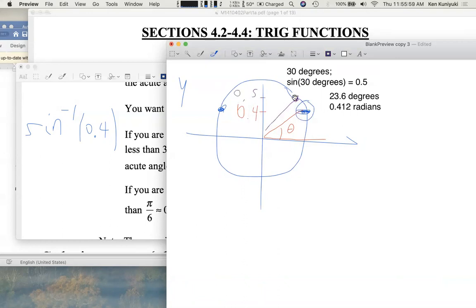If the sine of 30 degrees is 0.5, it makes sense that the sine of a smaller angle, in this case about 23.6 degrees, will be 0.4. And 0.412 radians will be a bit less than pi over 6 radians, which was 30 degrees. Okay, so this answer makes sense.